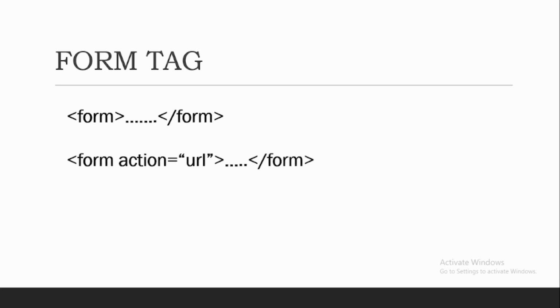In HTML, in order to create a form, we make use of the form tag, where we have an opening and a closing form tag. In some cases, in the form tag, we include an action attribute, which is used to specify the URL or path the form should submit the request to.